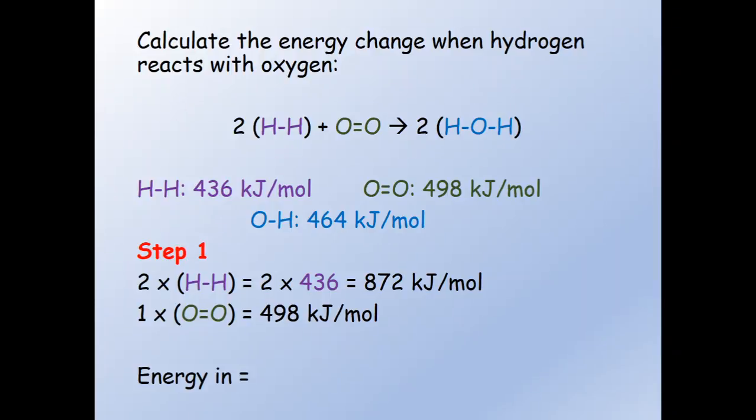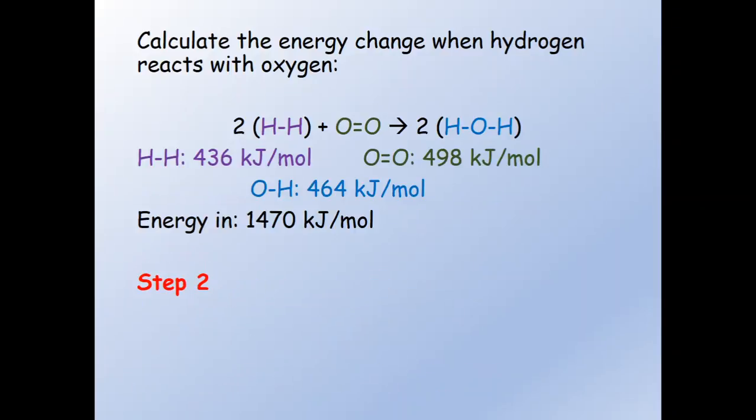And finally, to get all the energy in of the bonds that are broken, we have to add both of these together. So we have 872 plus 498, which gives us 1370 kJ per mole. So we have to remember this number for later.